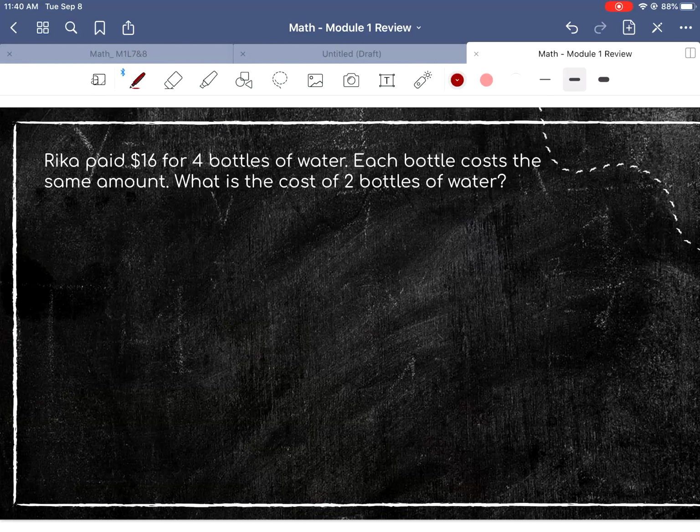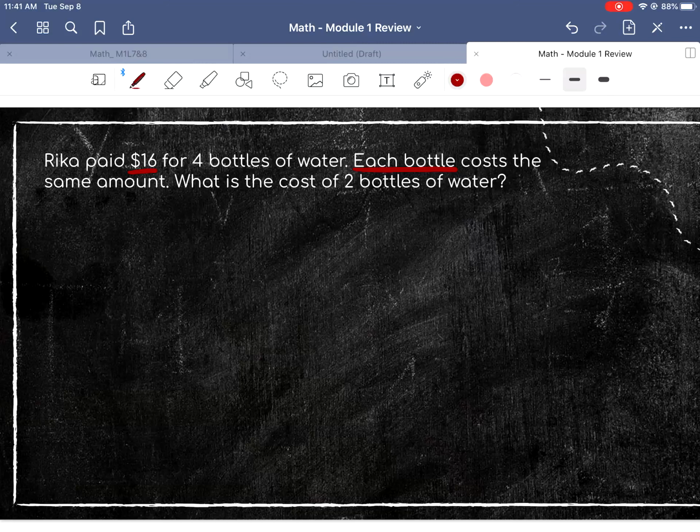Rika paid $16 for 4 bottles of water. Each bottle cost the same amount. What is the cost of 2 bottles of water? So this one is a 2-step question where you need to find 2 answers to get to the final answer. So let's begin with the total amount. So she paid $16 for 4 bottles of water. So we need to figure out the price for 1 single bottle.